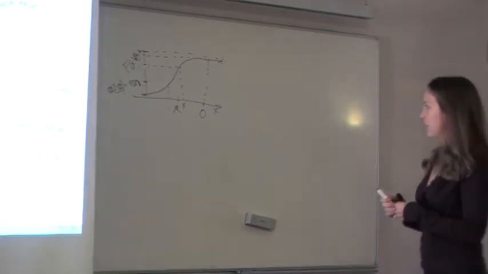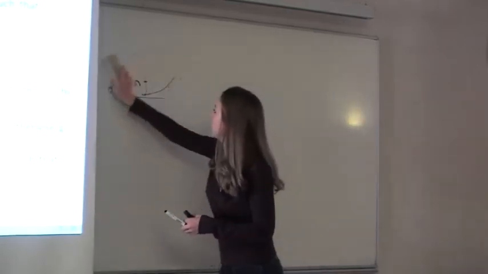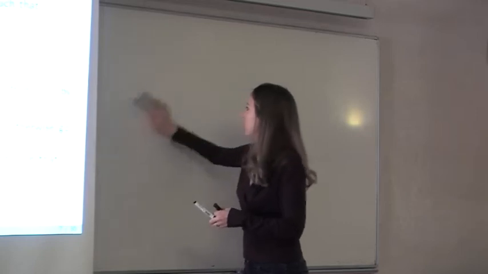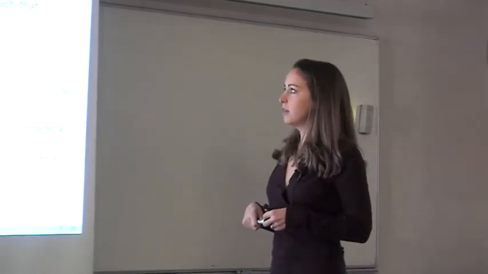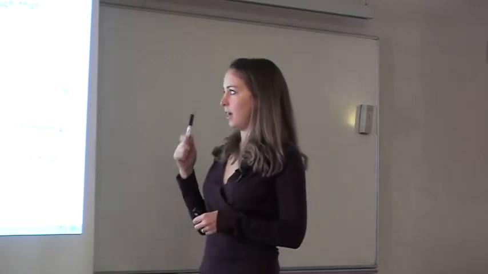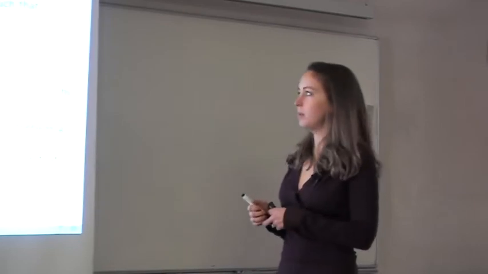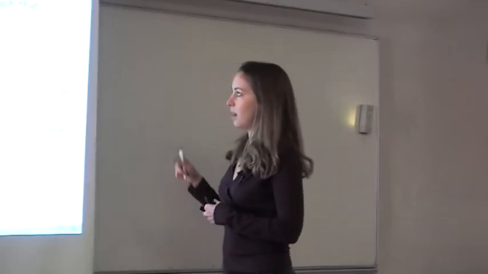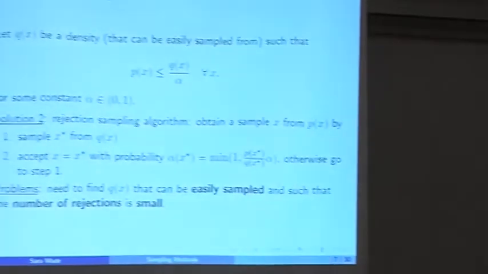Okay, so let's see an alternative method. The alternative method is rejection sampling. Our target distribution that we want to sample from is P of x. Q of x is a proposal density that can be easily sampled from, and such that P of x can be bounded by Q of x divided by some constant alpha, which is between 0 and 1.